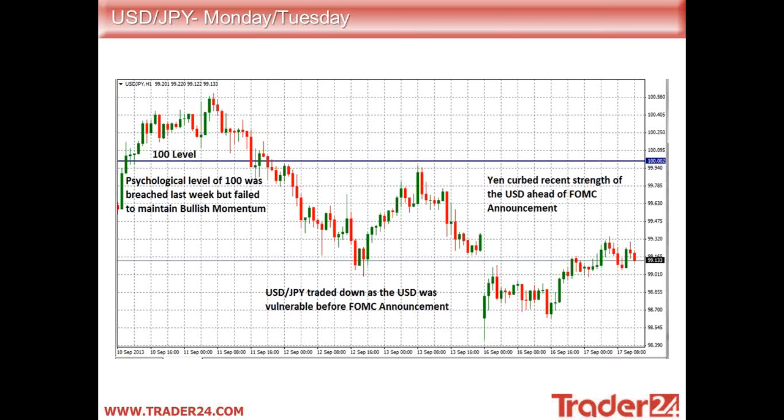As you can see here, the Japanese yen curbed the recent strength of the dollar ahead of the FOMC announcement on the Wednesday night. So you can see already a bit of pre-movement here for the dollar. It didn't trade too well at the beginning of the week leading up to the announcement on Wednesday. And as a result, the Japanese yen did strengthen somewhat to trade around the 99 level here and stabilize around there.